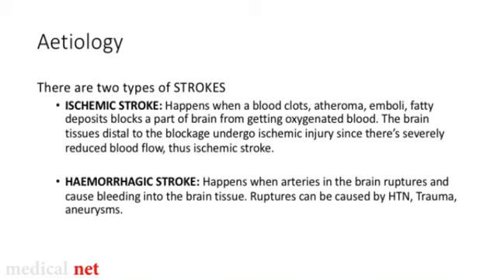Also, we have another type of stroke which is hemorrhagic stroke. This is a type of stroke which happens when there is a rupture of arteries in the brain and it causes bleeding into the brain tissue. A rupture can be caused by hypertension, trauma, aneurysm, etc.